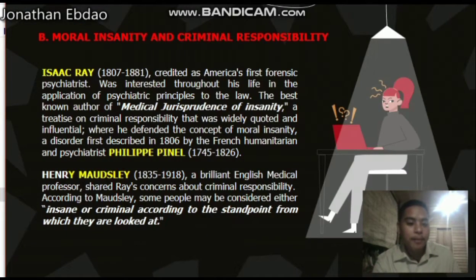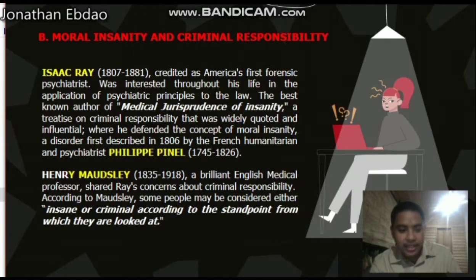Next one is moral insanity and criminal responsibility. Isaac Ray, considered America's first forensic psychiatrist, was interested throughout his life in the application of psychiatric principles to law and is best known as the author of the medical jurisprudence of insanity. And Henry Maudsley, a brilliant English medical professor, shared Ray's concern about criminal responsibility. According to Maudsley, some people may be considered either insane or criminal, according to the standpoint from which they are looked at.